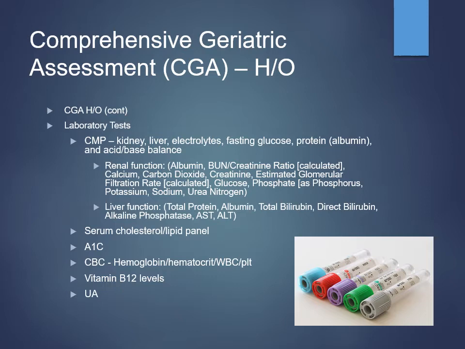Let's see what else. Certainly cholesterol you can be looking for, especially if they have hyperlipidemia or high-risk cardiac history. A1C is obviously for the diabetics, right? So you're monitoring their average blood sugar over the past 3 months or so. CBC, UA. These are all the things you'd be routinely monitoring for.